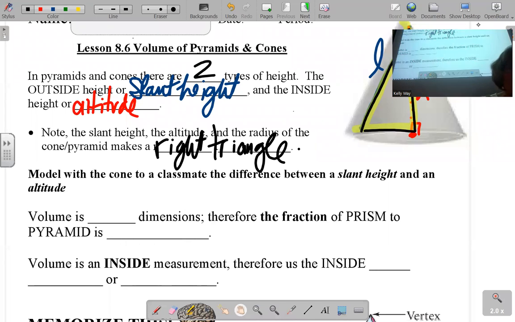So here we go. I'm going to point to you. You're going to tell me one of the 5 tools super quick. Natasha, give me one. 45, 45, 90.